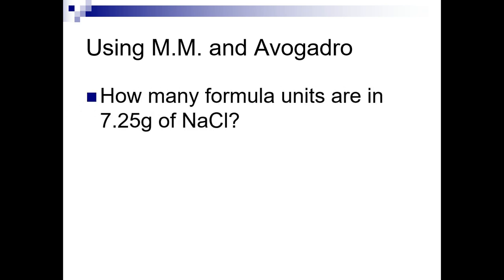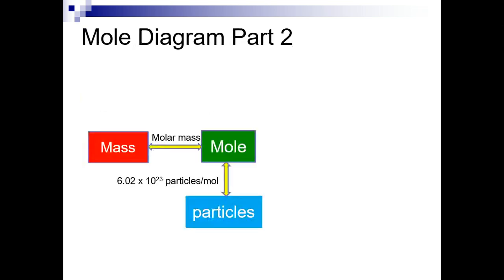What if we want to go the other way? Suppose I want to know how many formula units are in 7.25 grams of sodium chloride. Again, looking at the flow chart, this time I have mass to start off with. And I want to end up in particles. So we're going to go from mass to moles, moles to particles. Two steps again to do this. So we're going to start with the 7.25 grams of sodium chloride, and we're going to change it into moles.